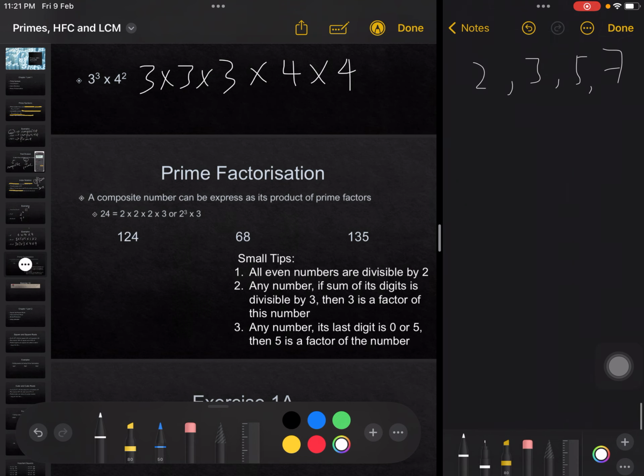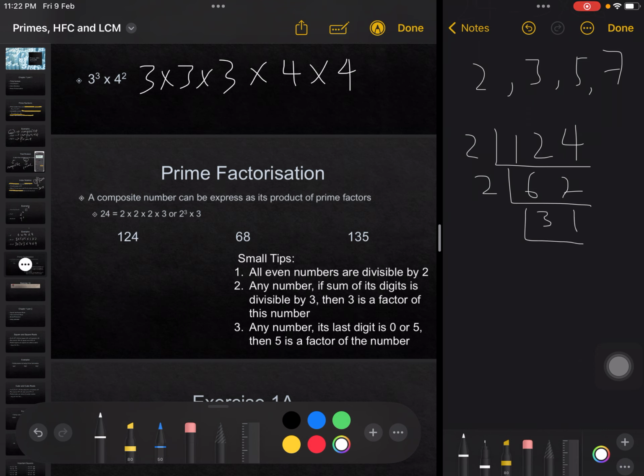Good. So let's look at the 3 examples we have. So how do we do prime factorization? So first, 124. How I will do our prime factorization is, to start off, we divide by a prime number. Let's say for example I divide by 2, so it will be 62. Again, I can divide by 2, correct? Then it will be 31.